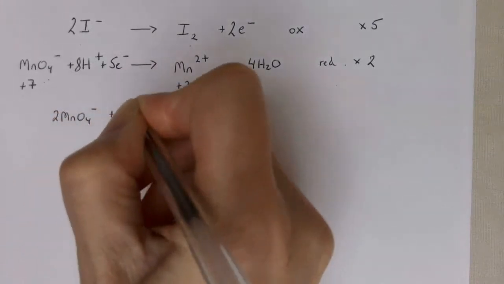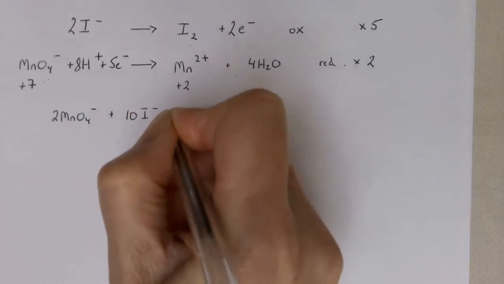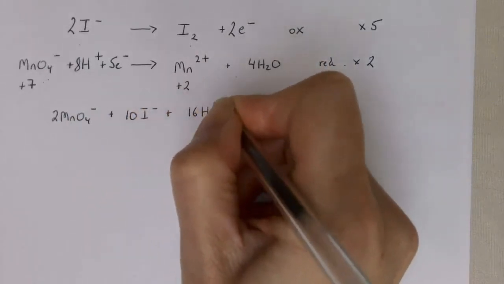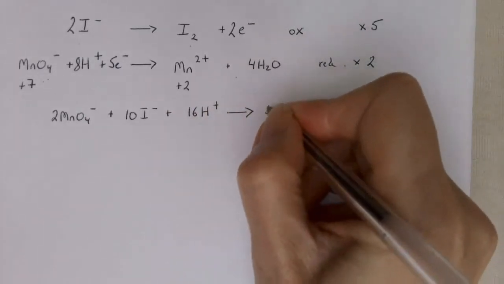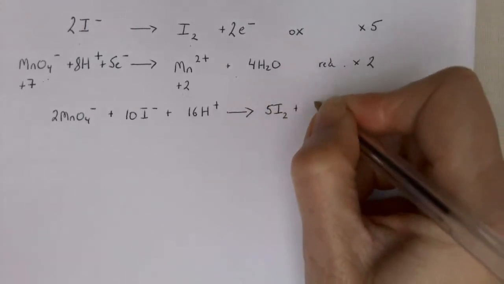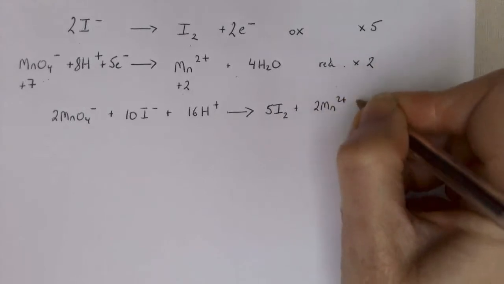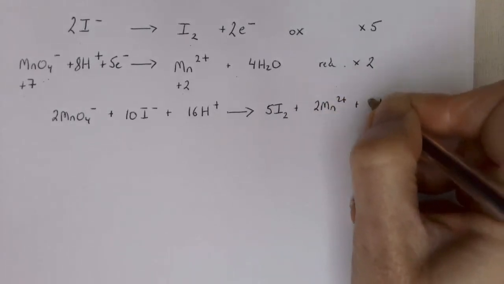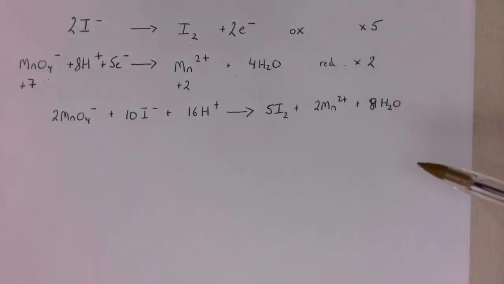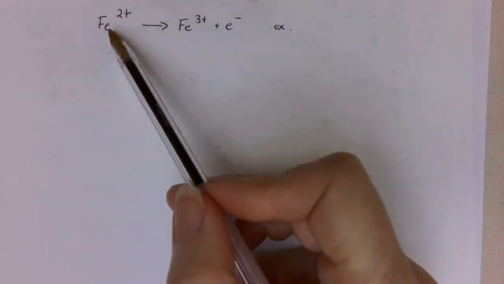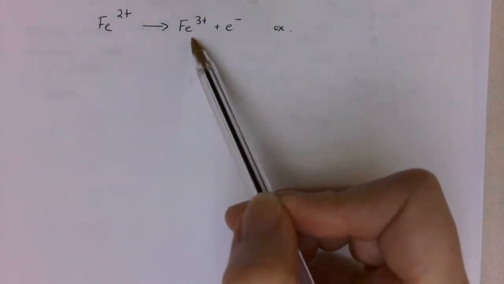2MnO4- plus 10I- plus 16 H+. We don't include the electrons in a total redox because they always should cancel, which goes to 5I2 plus 2Mn2+ plus 8H2O. Okay, so the top one times by 5 and the bottom one by 2. We can go back and charge balance it, and you should see there it all works out as 4+ in total. So we'll look at another example where we're oxidizing iron 2 to form iron 3.